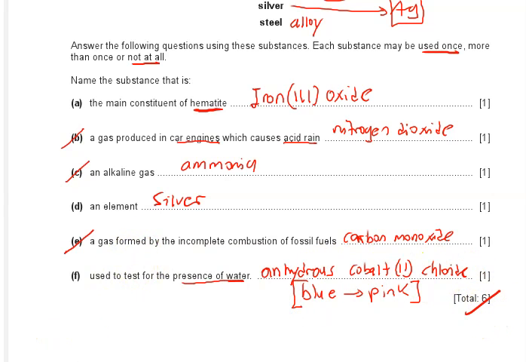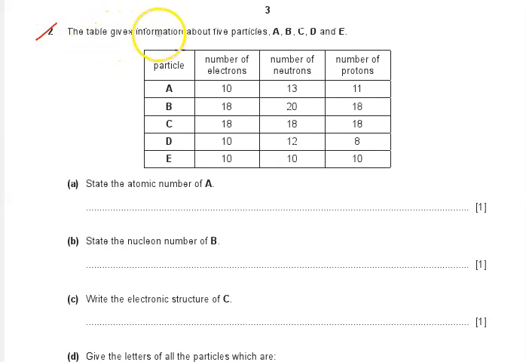Now let us go to question number 2. The table gives information about the 5 particles A, B, C, D, E. This is electron number, neutron number, and proton number. Now state the atomic number of A. Atomic number is proton number. So remember atomic number is the proton number, and mass number is the nucleon number. So this is a proton, so it's 11.